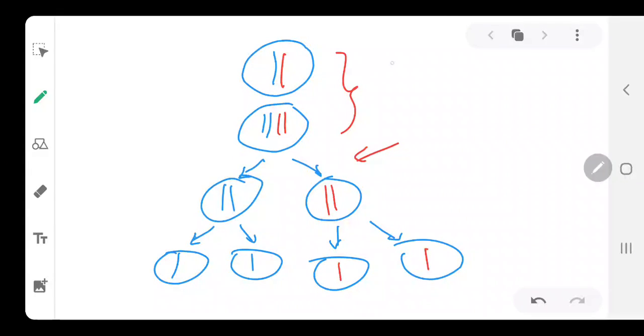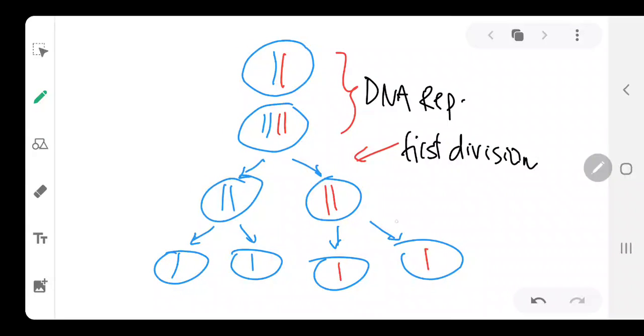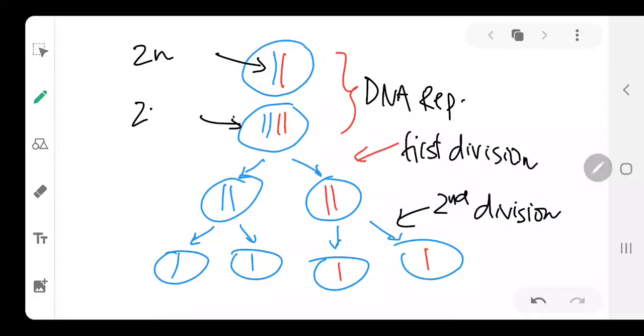You've got DNA replication here. Okay, you've got one division, and then you've got your second division without the additional DNA replication. Okay, so here's your diploid cell. Okay, your 2N cell, your germ cell. Okay, still 2N, but you've got pairs of homologous chromosomes.